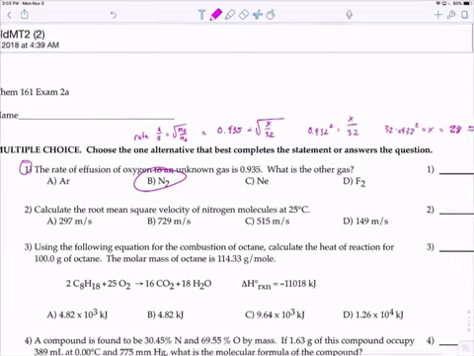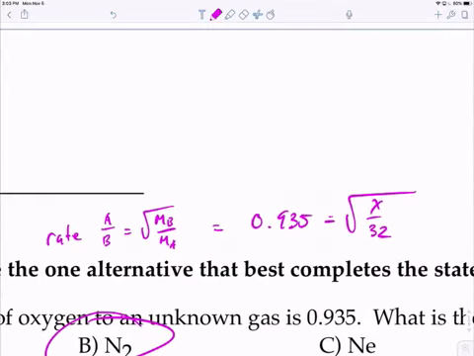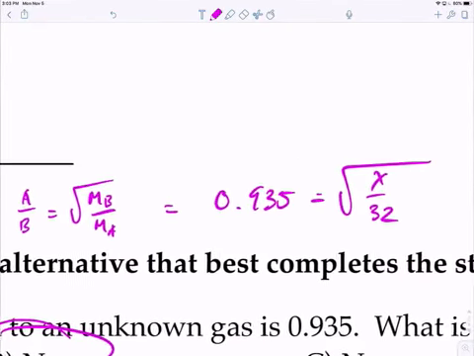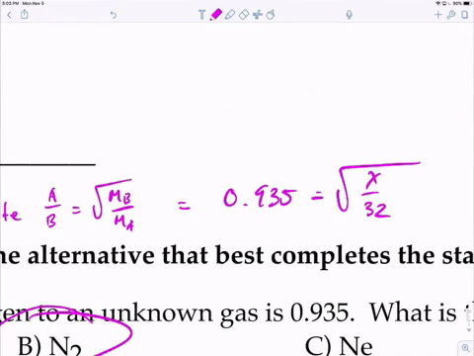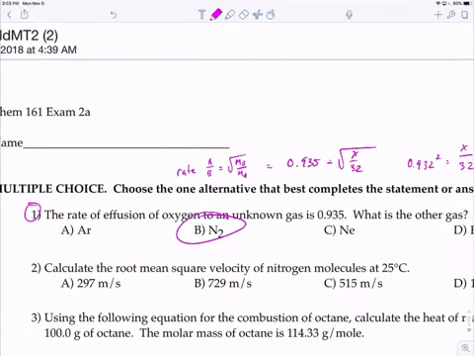So recap for this one. The rate of effusion of oxygen to unknown gas is 0.935. What is the other gas? Using Graham's law of effusion, set it up this way, solve for x, you get 28, which would imply nitrogen from that list. Questions with this one?